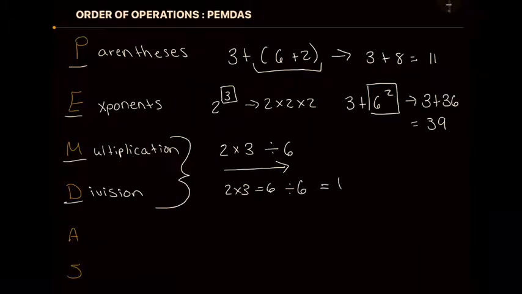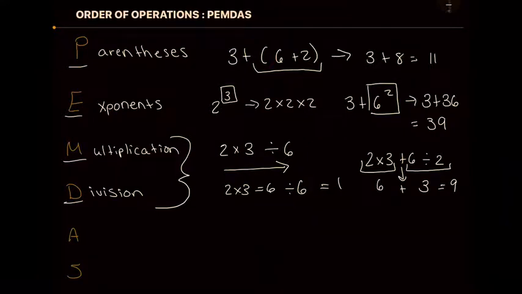Or if we had 2 times 3 plus 6 divided by 2, we would do 2 times 3 first, giving us 6, and then we would do the 6 divided by 2, giving us 3, and then we add those two together, giving us 9. So when multiplication and division appear at the same time, we have to go from left to right.